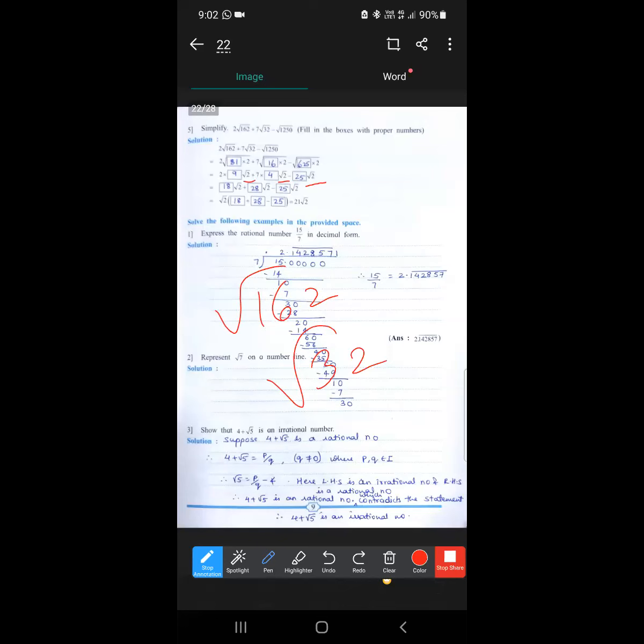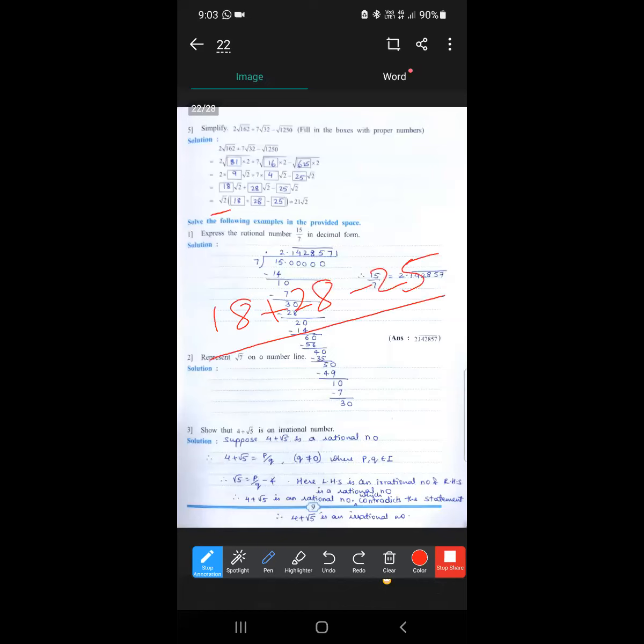So here root 2, root 2, root 2. All the three surds are similar. Now you can carry out the addition and the subtraction. So 2 into 9 is 18, 7 into 4 is 28, then 25 as it is. Root 2 is common, so it goes outside the bracket. So it will be 18 plus 28 minus 25.